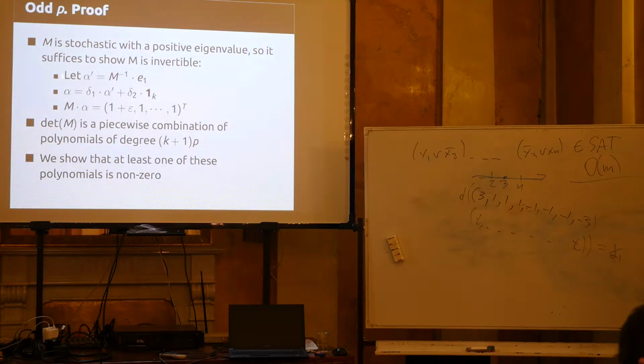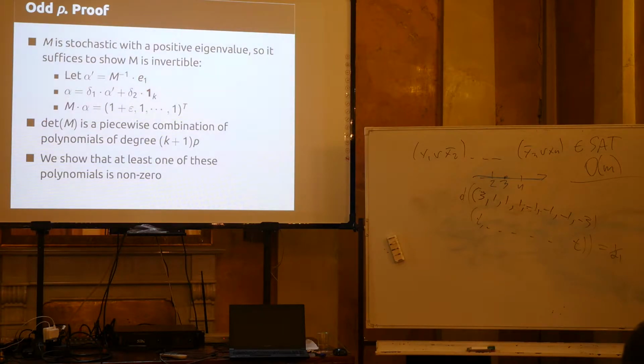Exactly. I want to say the matrix is invertible, so I want to say the determinant is non-zero. For this, since it's a piecewise combination of polynomials, it suffices to show that one of these polynomials is non-zero. And this is doable. We do prove that one of these polynomials is non-zero, and this way we avoid analyzing this matrix much. We just say clearly this is a bunch of polynomials, and here is a proof that one of them is non-zero.